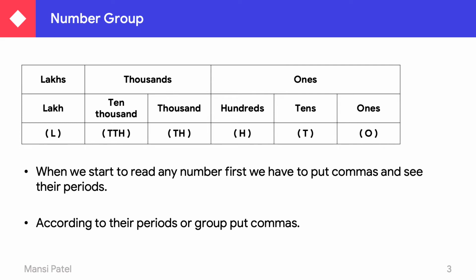After that, when we are moving from 1000 to 10,000, we don't want to put a comma because these both numbers are of the same group. But when we are moving from 10,000 to lakh, the groups will be changed. So in that case you have to put a comma. Please remember this whenever we are moving place to place. If the groups, if the periods are going to change, then you have to put commas according to their periods and groups.